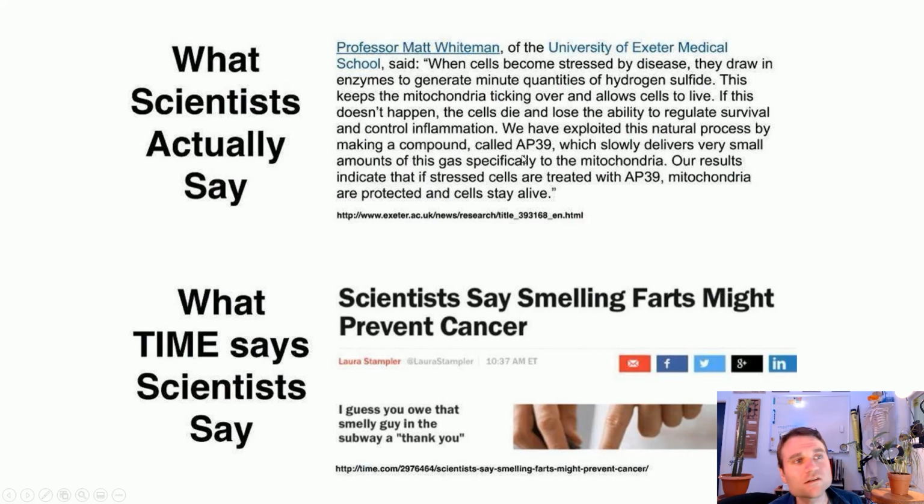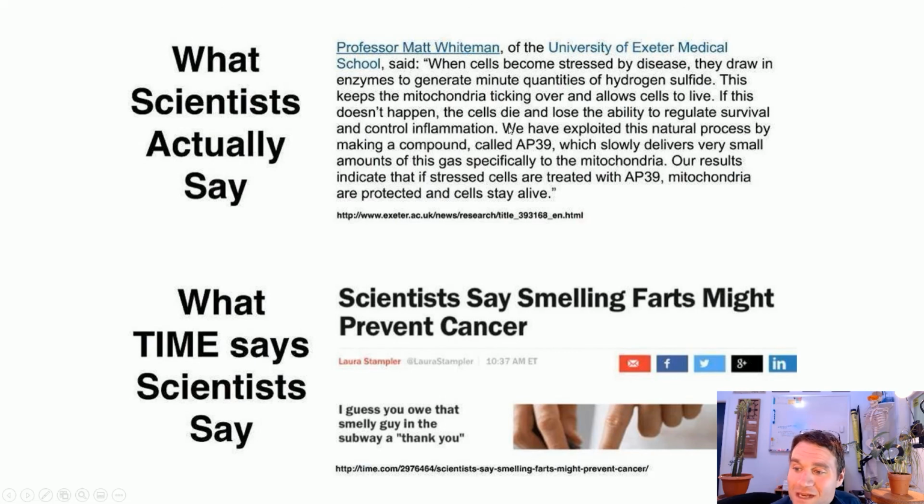You might notice that at no point in anything that he said was cancer mentioned, or flatulence of any type. Yes, hydrogen sulfide is one component of flatulence, but when he said this quote, the author at Time magazine just heard hydrogen sulfide, and in their head they just translated that over to fart. And anything that had to do with cells, they assumed it had something to do with cancer. And so they generated this headline and they ran with it.